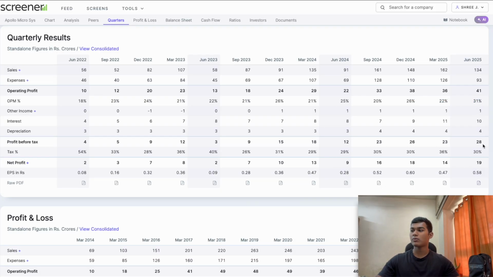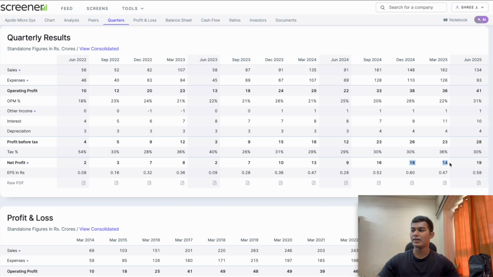Next we have the profit before tax margin. That shows you how much profit the company is earning before paying off its taxes, and the tax rate you don't have to pay attention to. You just have to see how the company is doing after paying its interest, depreciation and amortization, and how much profit the company has before paying off its taxes.